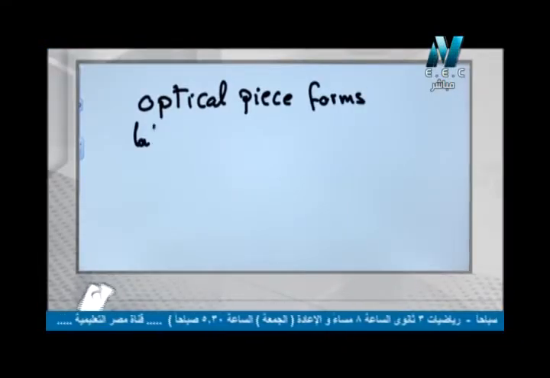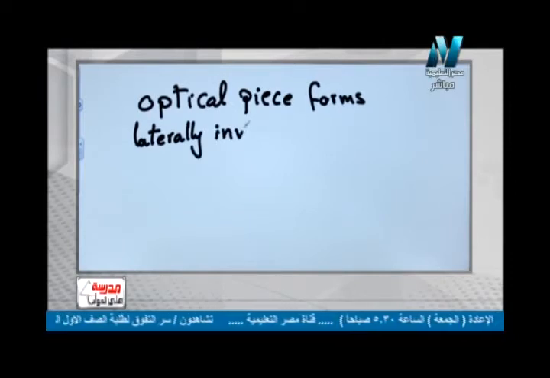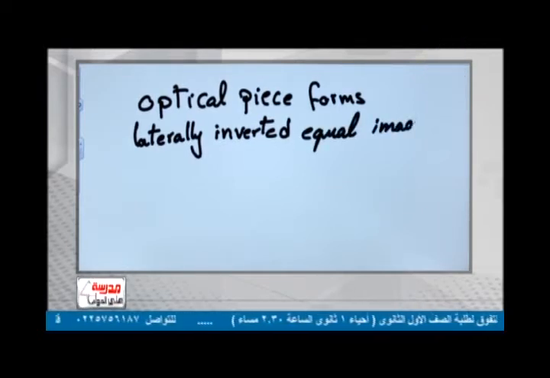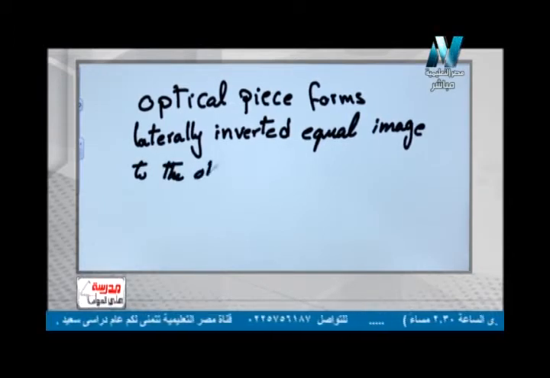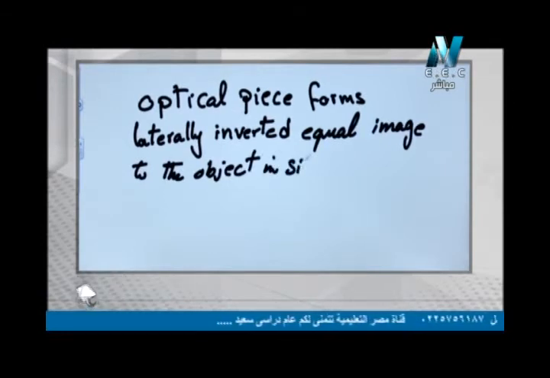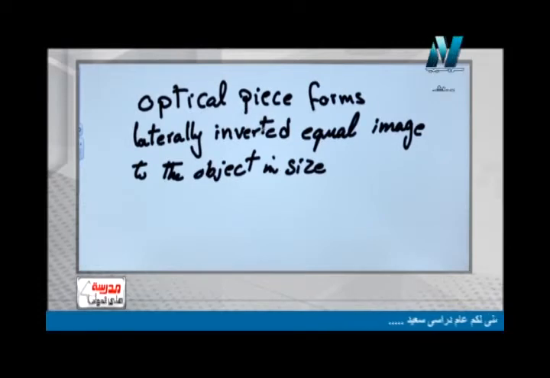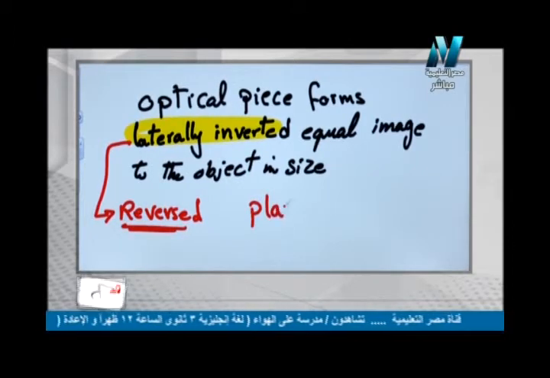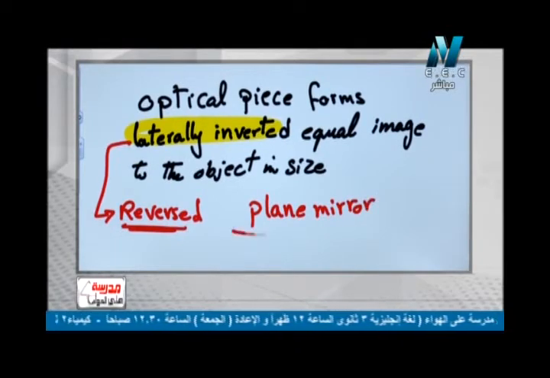Yes, I have a question, Mr. Muhammad. An optical piece that forms a laterally inverted image, equal in size to the object. It says laterally inverted, which means what? Which means reversed. So what is the thing that makes reversed images? There is only one answer left, which is the plane mirror, because laterally inverted means reversed. Okay, Mr. Wael.